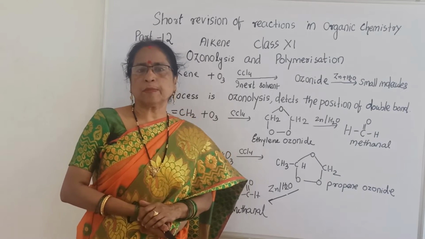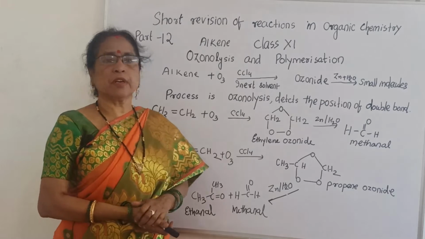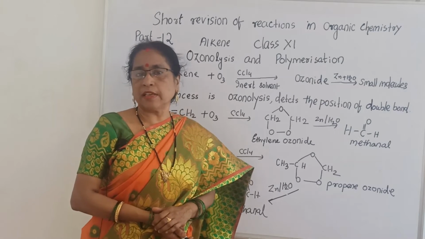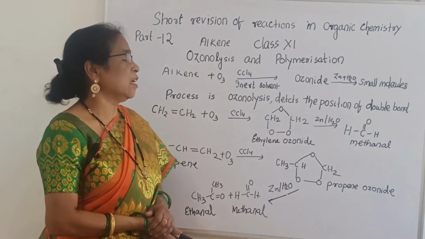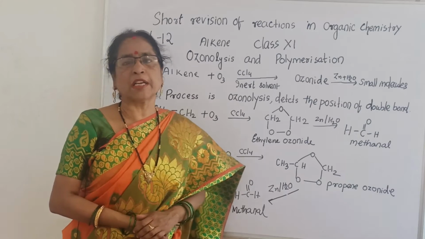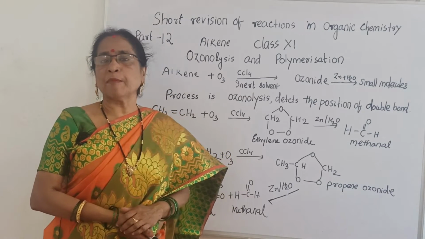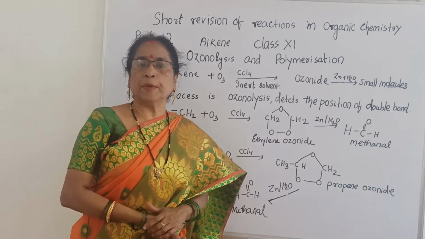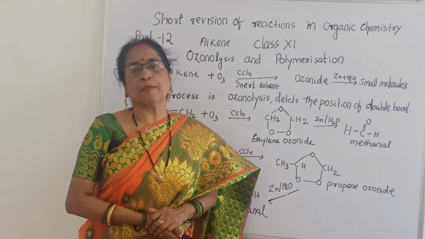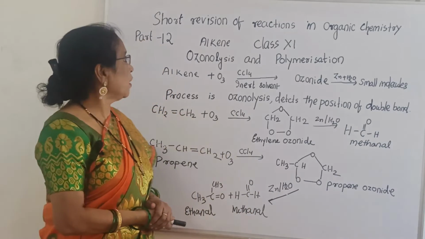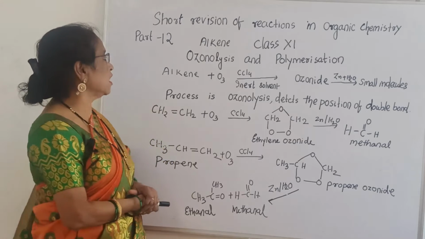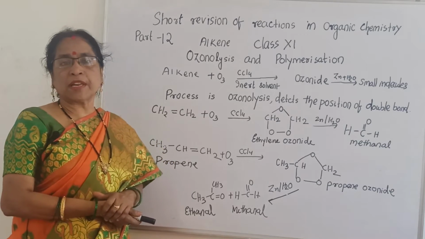Now I am going to explain the short revision of reactions in organic chemistry, especially class 11, chapter alkene. In alkene, I have explained many reactions in previous videos: what are the chemical reactions involved in the preparation of alkene, and also what are the reactions involved in the properties of alkene. Now in part 12, I am going to explain some reactions, that is ozonolysis and polymerization.